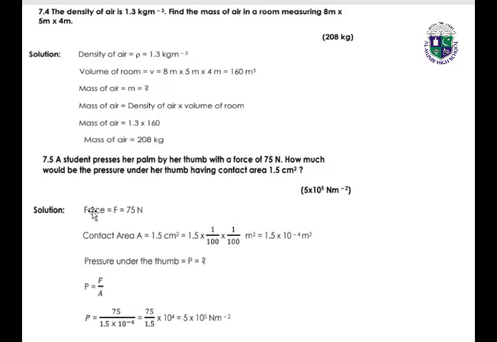Numerical number 7.5. A student presses her palm by her thumb with a force of 75 Newton. So force is given. Contact area is 1.5 centimeter square. Yes, we have to find out the pressure under the thumb. Yes students, we all know about the formula of the pressure, force over area. By dividing both values we will get the pressure.